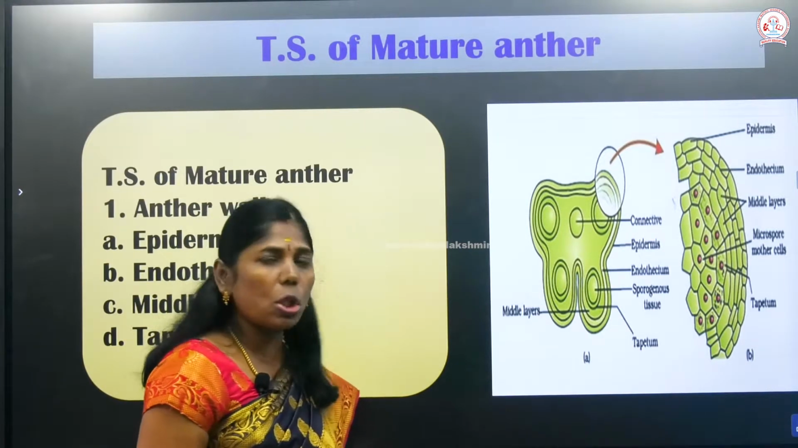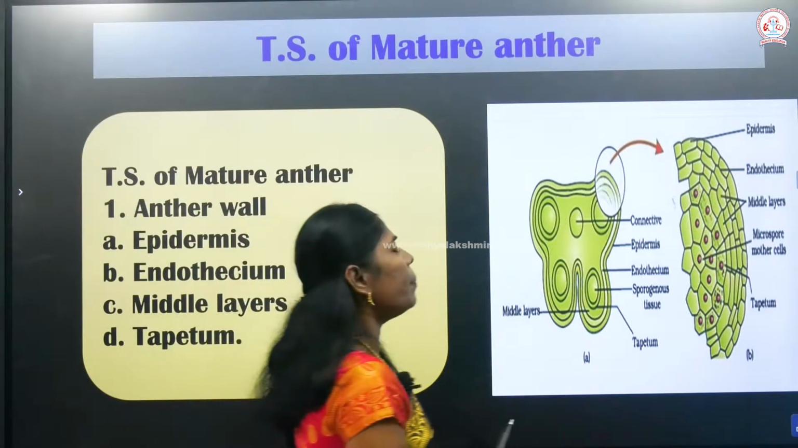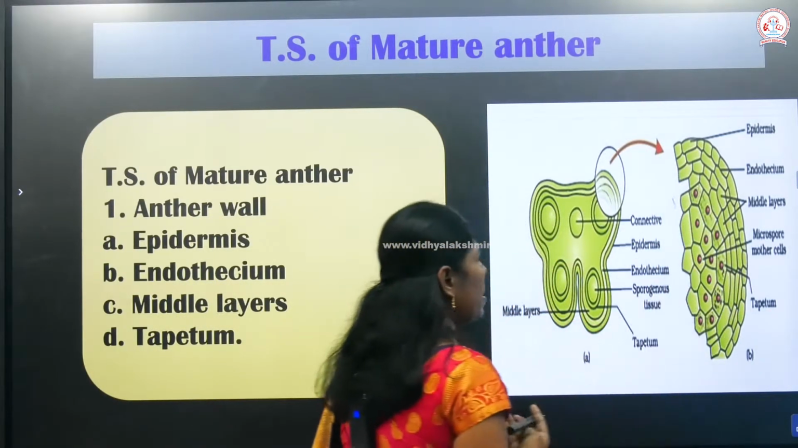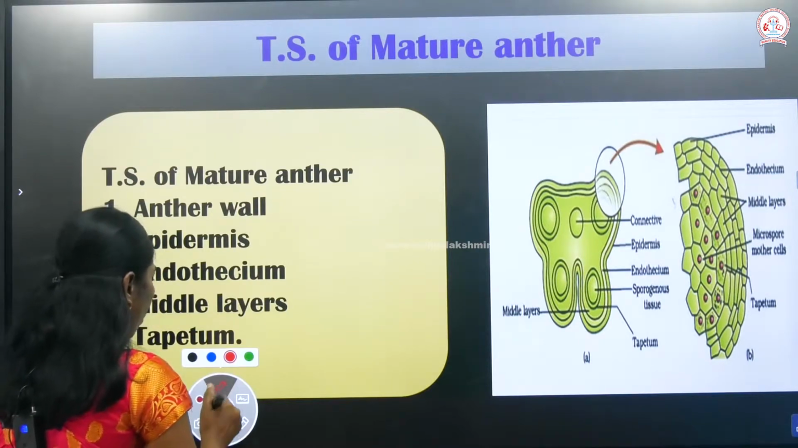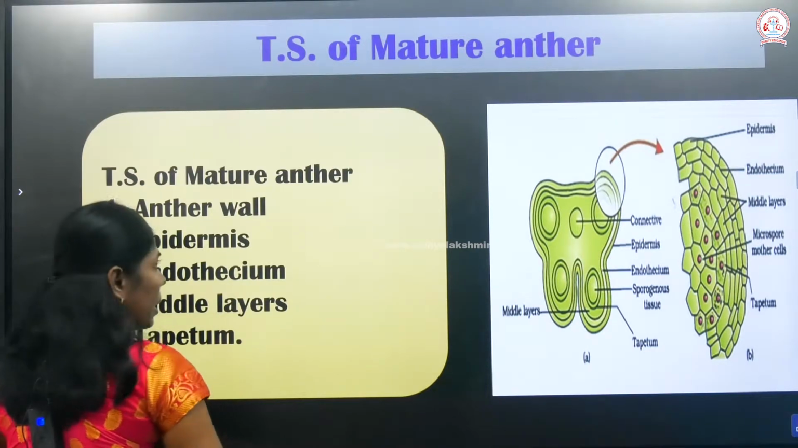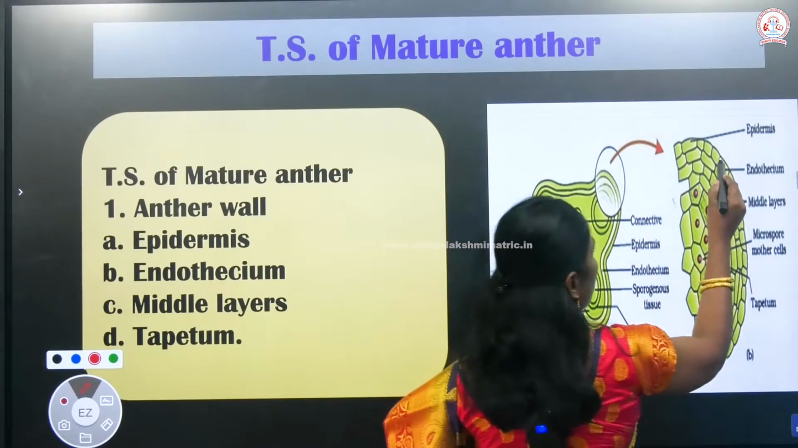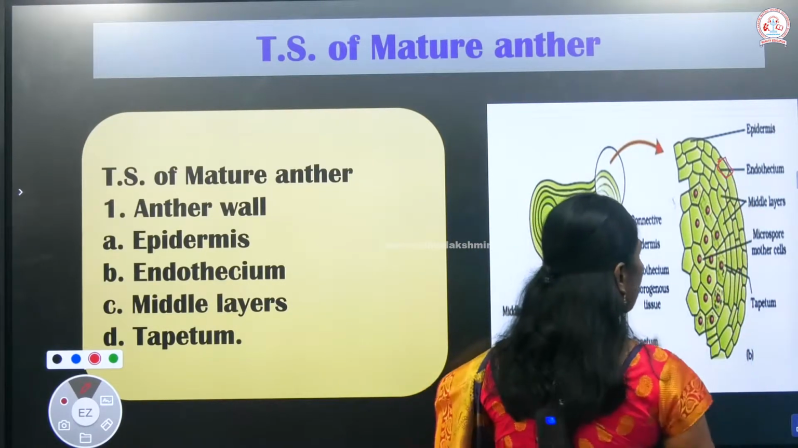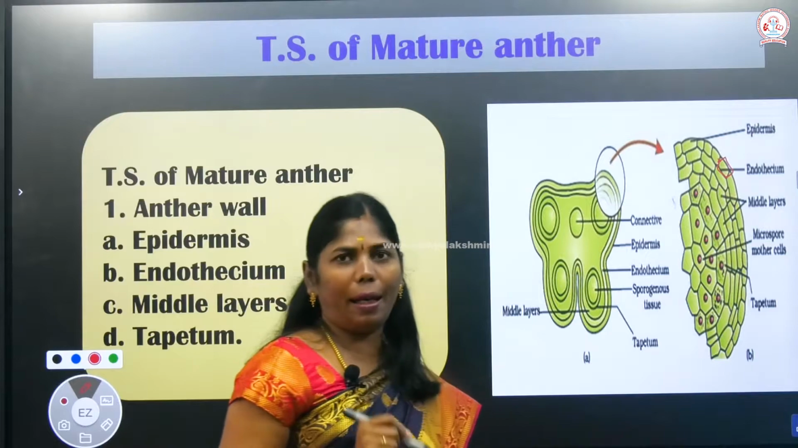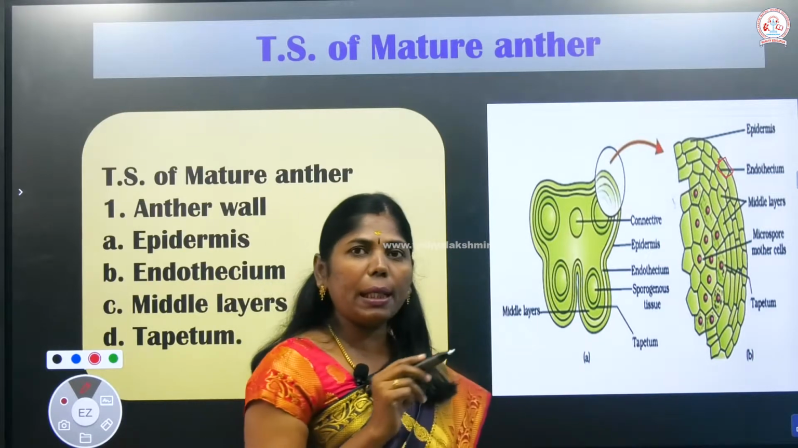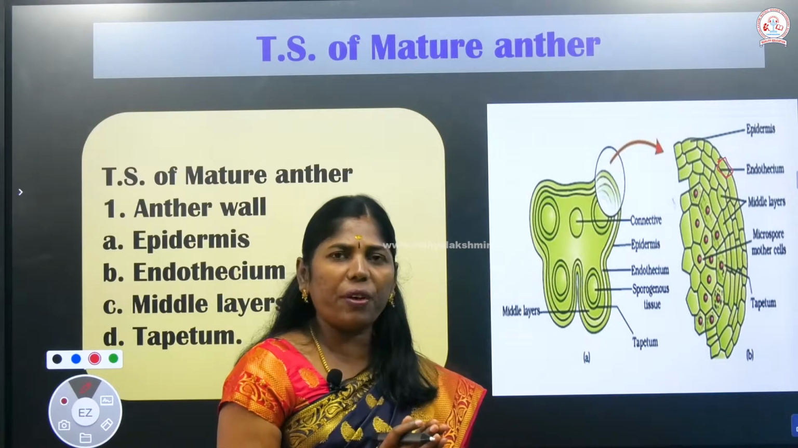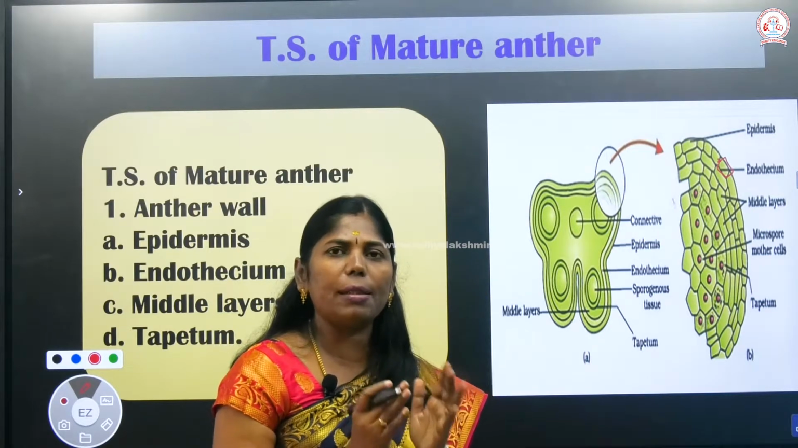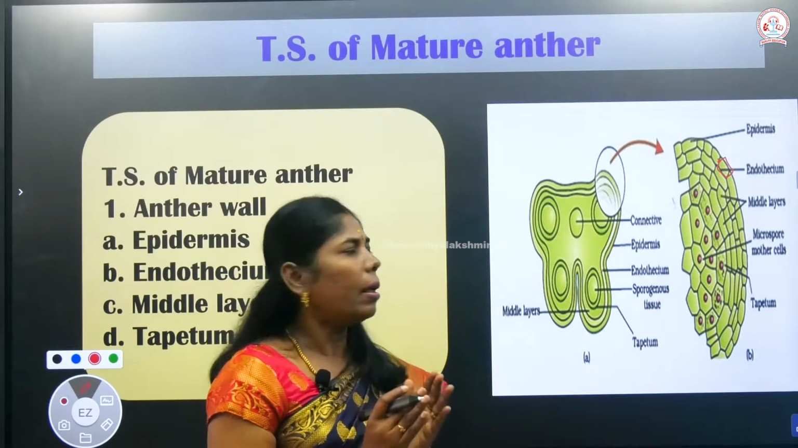So, what is the structure of the epidermis? The epidermis is rectangular in shape. It is made up of parenchymatous cells. It is a single layer, and it is compactly arranged without intercellular space. What is the main function? It protects the internal tissues. So, this is the epidermis.